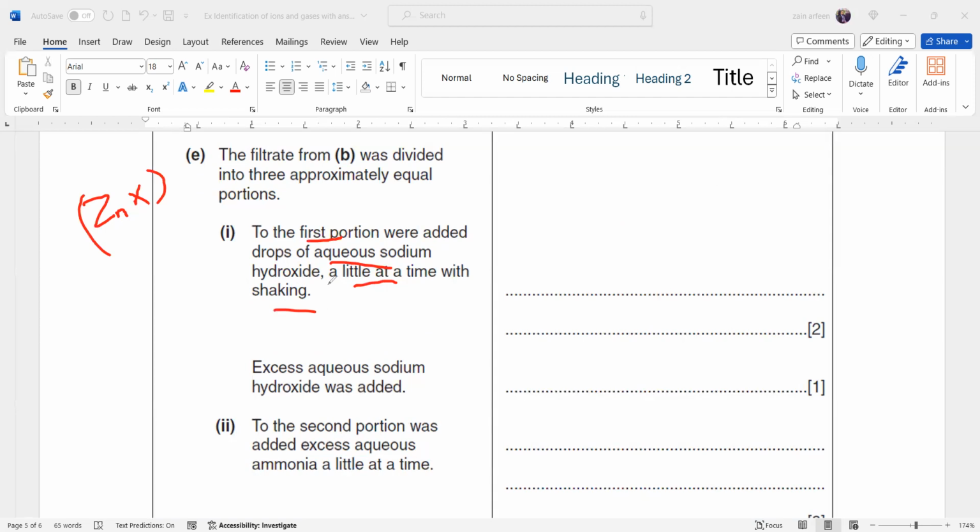What is the observation when we add sodium hydroxide to a zinc salt? What is the observation? But not only white, you have to say white PPT, white precipitate. In the exam, it's worth 2 marks, 1 mark is for writing white and 1 mark is for precipitate. If you write completely precipitate, that's fine. If you write only PPT, that's also correct.